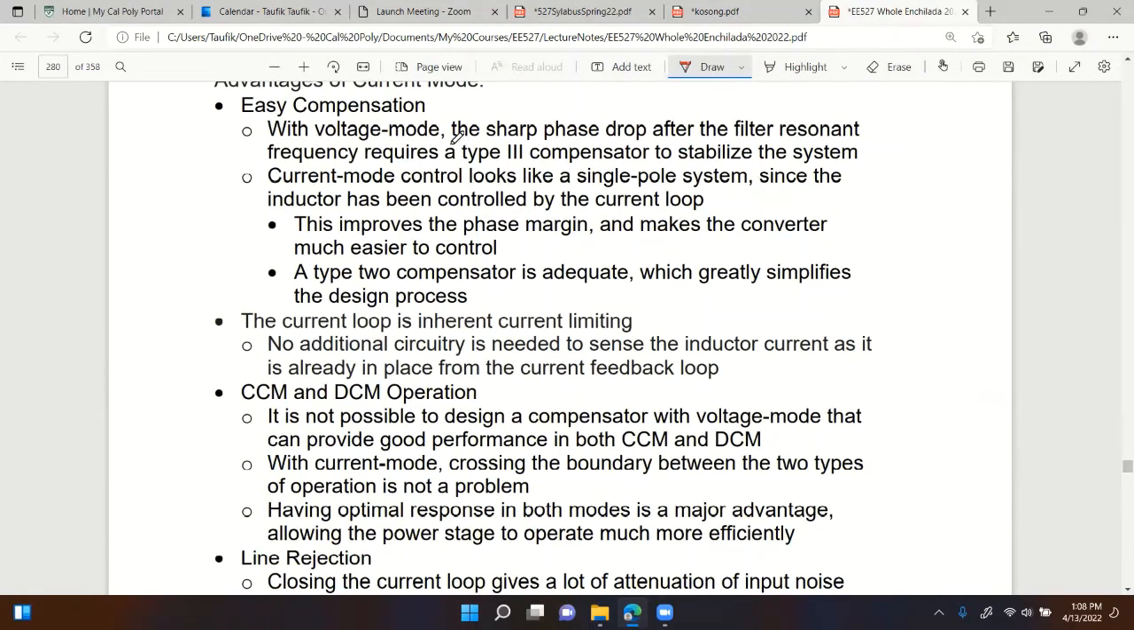Advantages: easy compensation, as I've explained earlier. You don't have that sharp phase drop for current mode. It looks like a single pole system. It improves the phase margin. I've already demonstrated that to you. And the compensator later on, maybe next week, Wednesday, we'll talk about compensators. You'll see the compensator for current mode is easier than voltage mode.